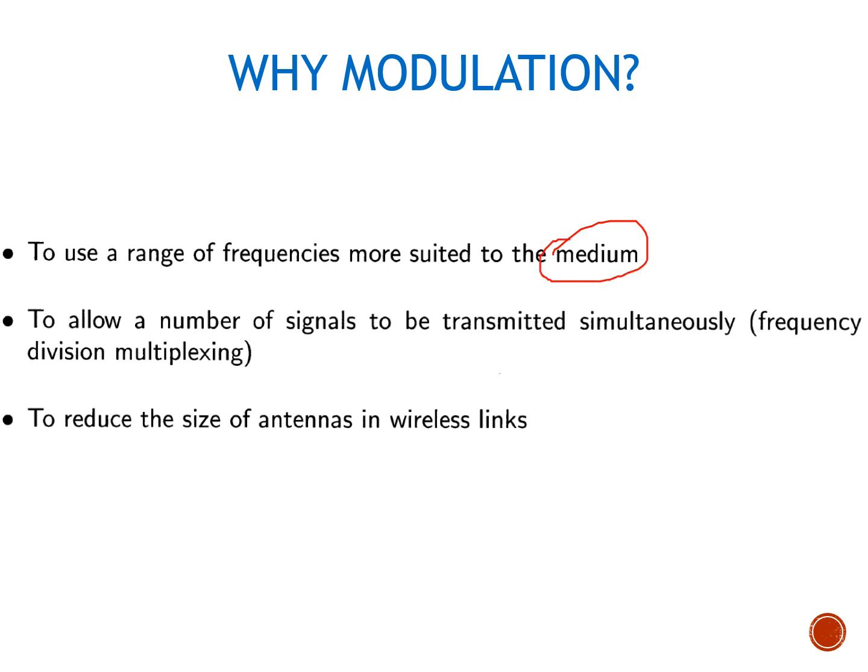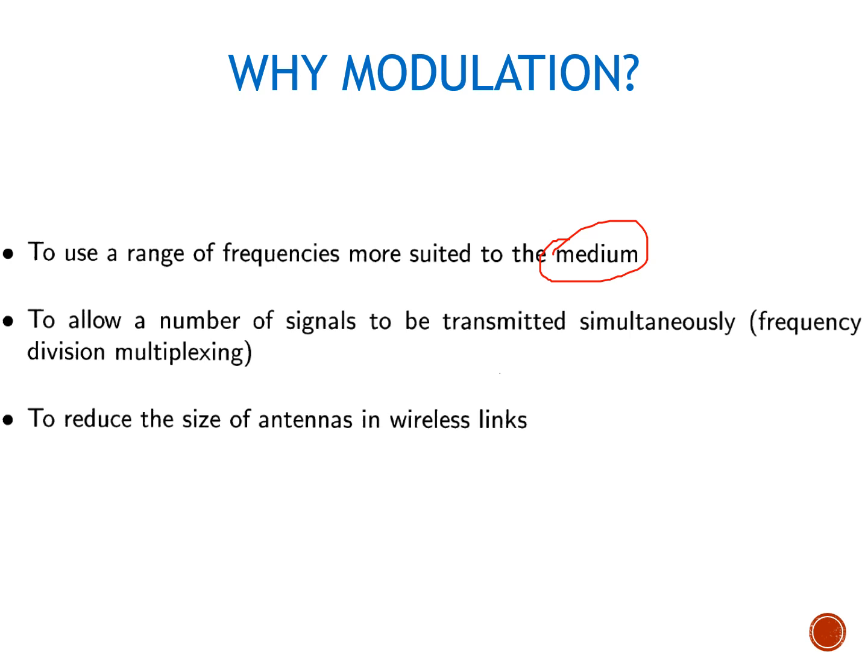As I mentioned earlier, we use modulation to use a range of frequencies more suited to the medium. A certain range of frequencies may be less attenuated by the medium, which could be a coaxial cable, fiber, or the wireless medium. So we shift our signal to that range of frequencies. Furthermore, it allows us to transmit more than one signal at a time through the channel. This can be done by frequency division multiplexing, where we assign different frequencies to different channels, and that's how we can transmit them all together.